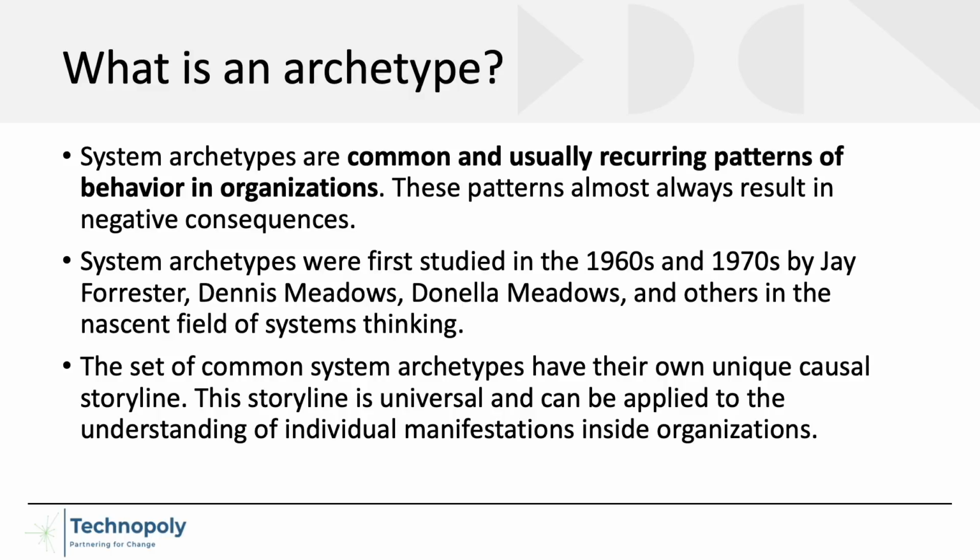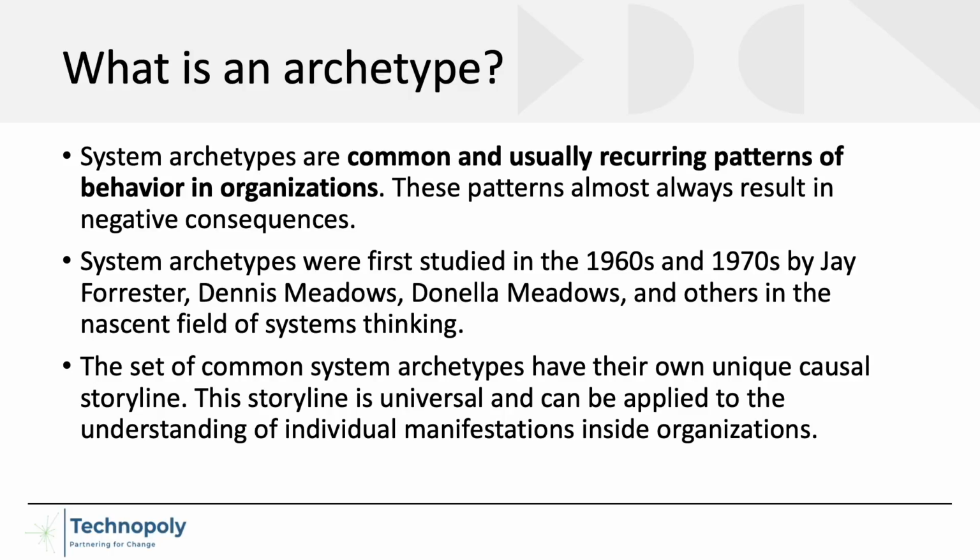What is an archetype? Typically, when you try to understand systems, systems tend to have some sort of general form. Archetypes are those common and usually recurring patterns of behaviors in organizations, regardless of their affinity, their nature, or type of industry. These patterns almost always result in some negative consequences or unintended effects.